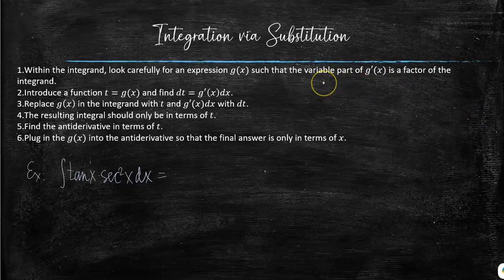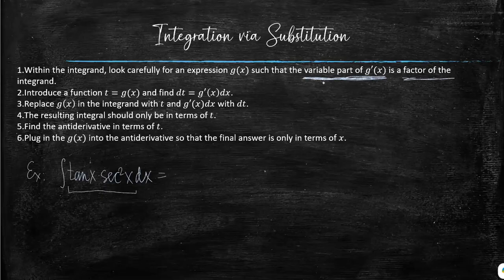What does that mean? That means we don't really care about the constants. Constants can always be brought in and out of the integral, so we only care about the variable part. And we want the variable part of the derivative of g to be a factor of the integrand. So let's look at this integrand carefully, and let's try to find a function of a function, where the derivative of the inner function is present as a factor.